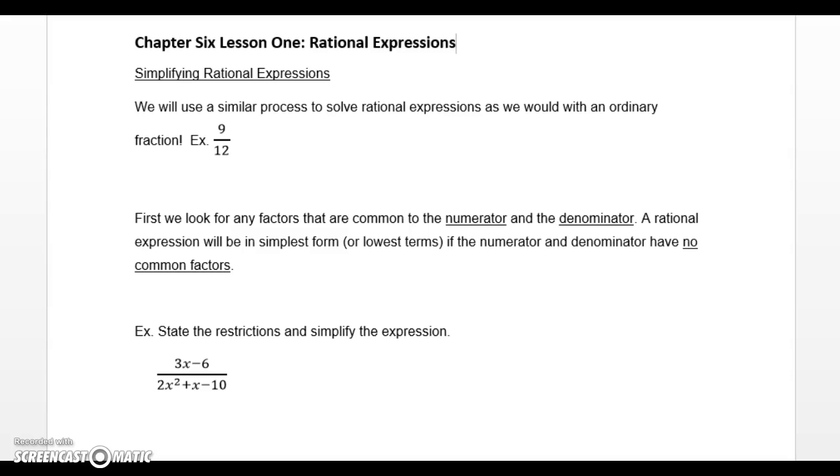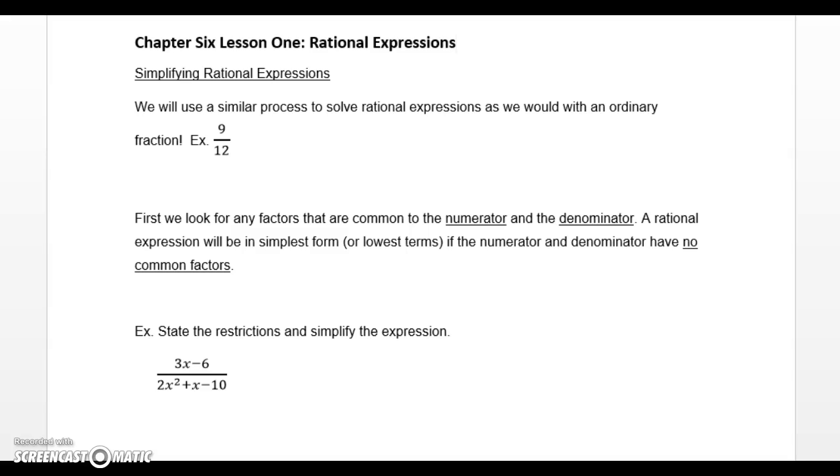In this video, we're going to look at Lesson 1 from Chapter 6, which is looking at rational expressions. So in this lesson, we're going to look at simplifying rational expressions. And in order to do that, we're going to use a very similar process as we would with just an ordinary fraction.